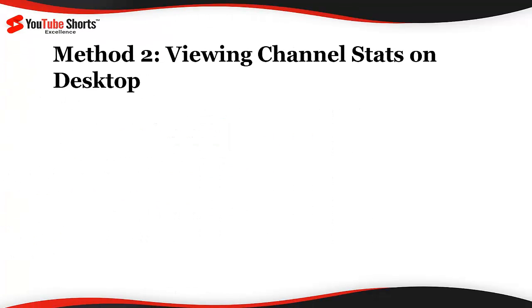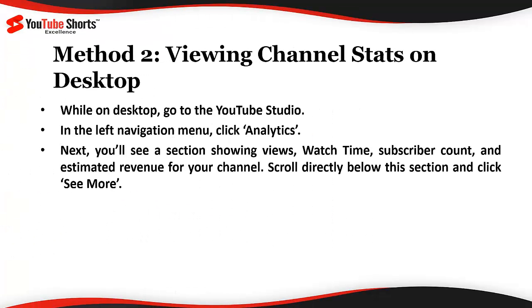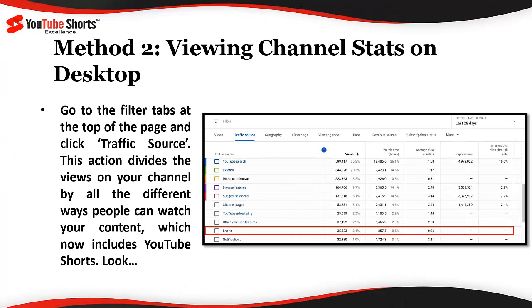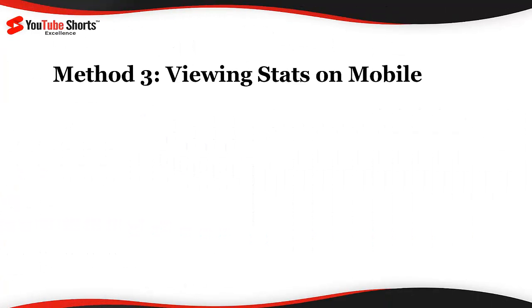Method 2. Viewing channel stats on desktop. While on desktop, go to the YouTube Studio. In the left navigation menu, click Analytics. Next, you'll see a section showing views, watch time, subscriber count, and estimated revenue for your channel. Scroll directly below this section and click See More. Go to the Filter tabs at the top of the page and click Traffic Source. This action divides the views on your channel by all the different ways people can watch your content, which now includes YouTube Shorts. Look.